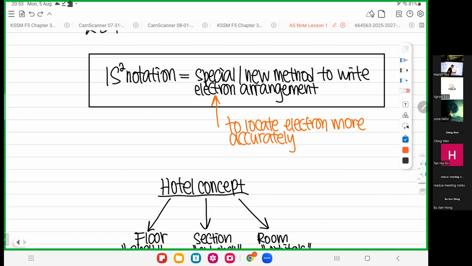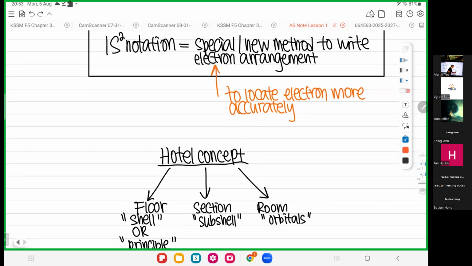So we learn 1s2 notation with one purpose only. We want to be able to locate the electron accurately. We must be able to find the electron accurately. That is what we are trying to do.